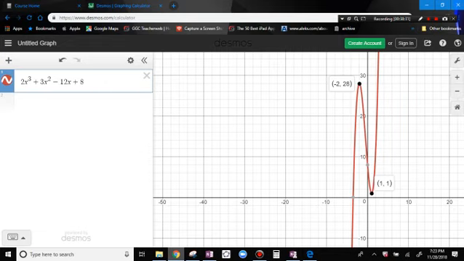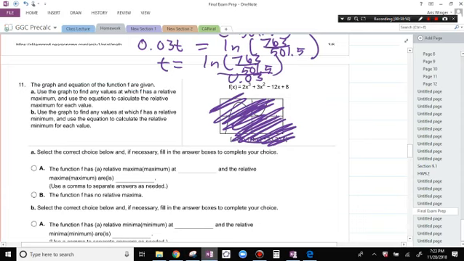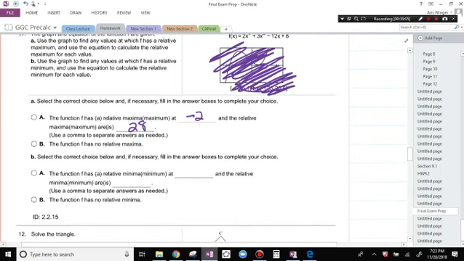So now let's answer the question. So then we've got a point of 1, 1 and -2, 28. That means that the function has a relative maximum. There's only one maximum. It's at -2 and the actual value is 28. The minimum is at 1 and the value is 1.